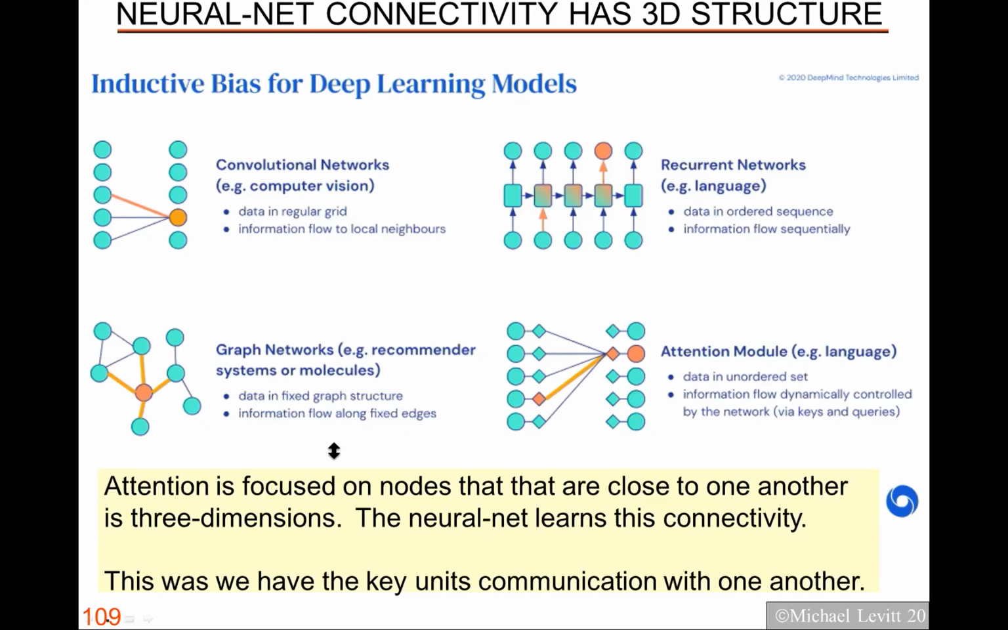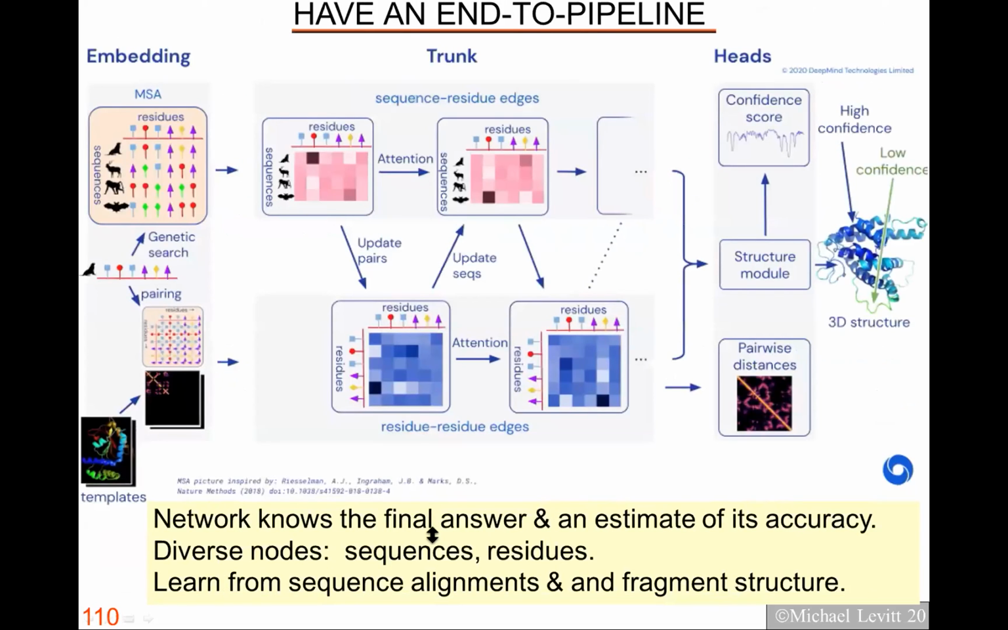And basically, by doing this, we're able to get rid of a lot of the noise because units that shouldn't be there are not allowed to talk to each other. Okay, so that was very important. So basically, they have an end-to-end pipeline. And what this really means is that a multiple sequence alignment goes in, all the structures go in over here, and out comes the structure.